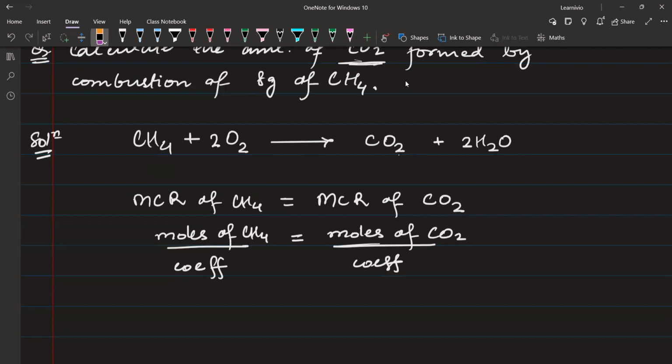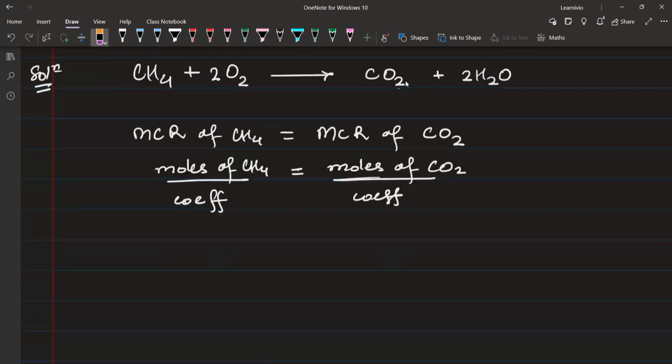So first of all, numerator. What is moles of CH4? Given mass by molar mass. ये तो सबको आता है ना. Speak loudly. Moles of CH4 is equal to given mass by molar mass. Thank you very much. What is the given mass? 8 grams. Divided by what is the molar mass of CH4? 16. कार्बन 12.